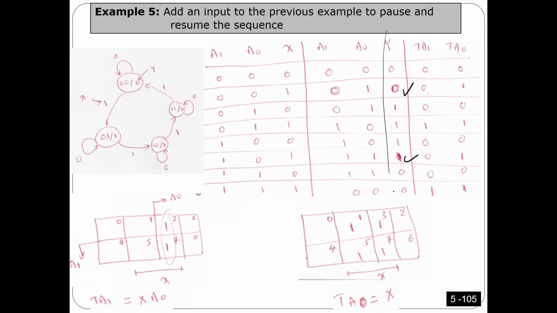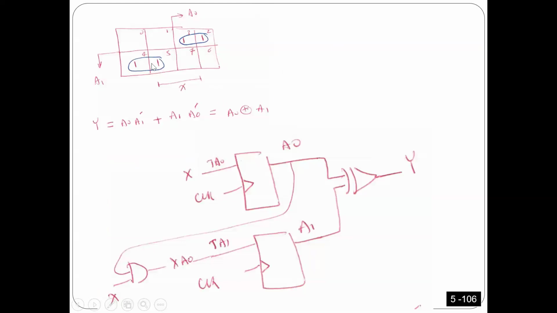So this is not going to change A0 or A1, but it's going to change Y. So here, when I calculated Y, I found Y equals A0 exclusive-OR A1. This one.